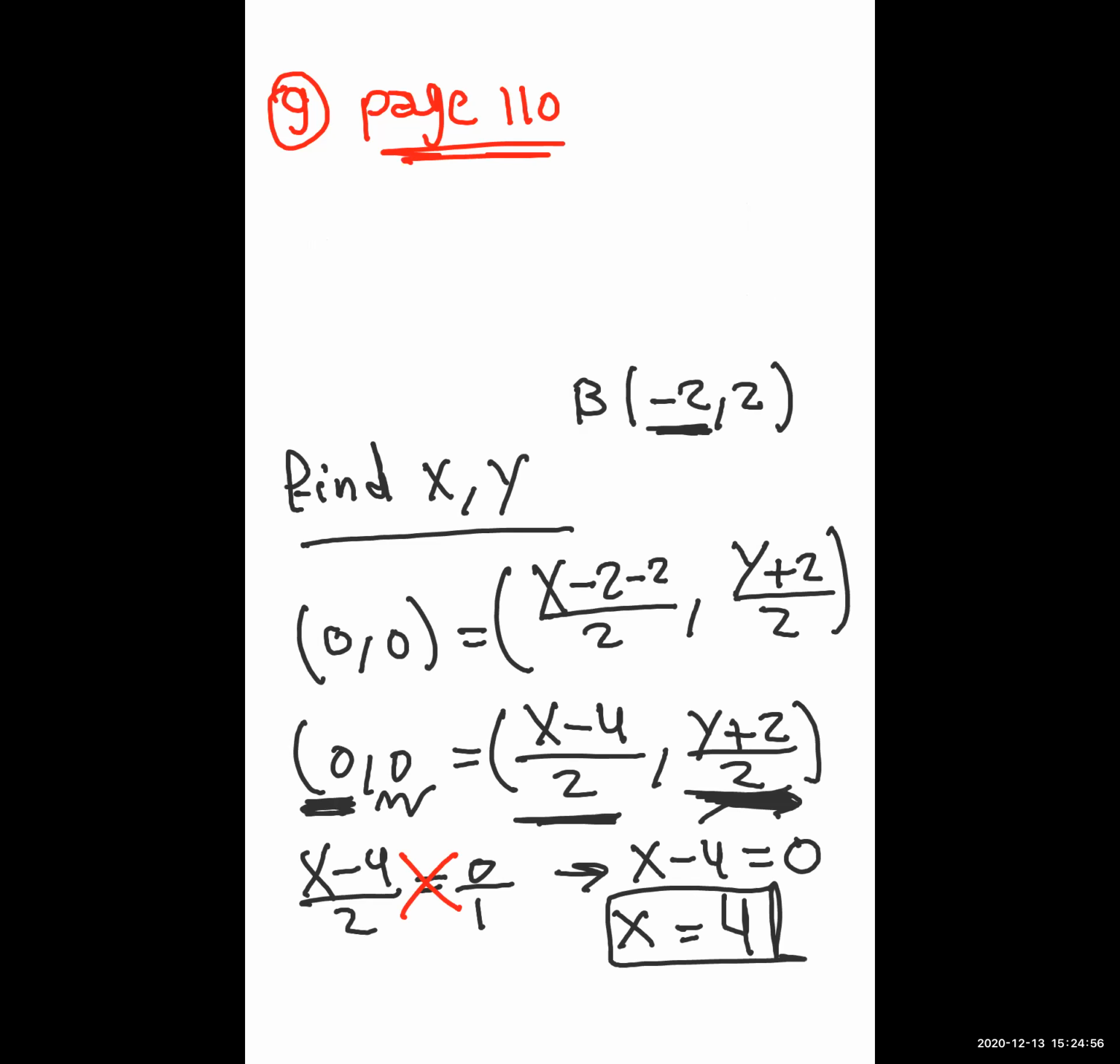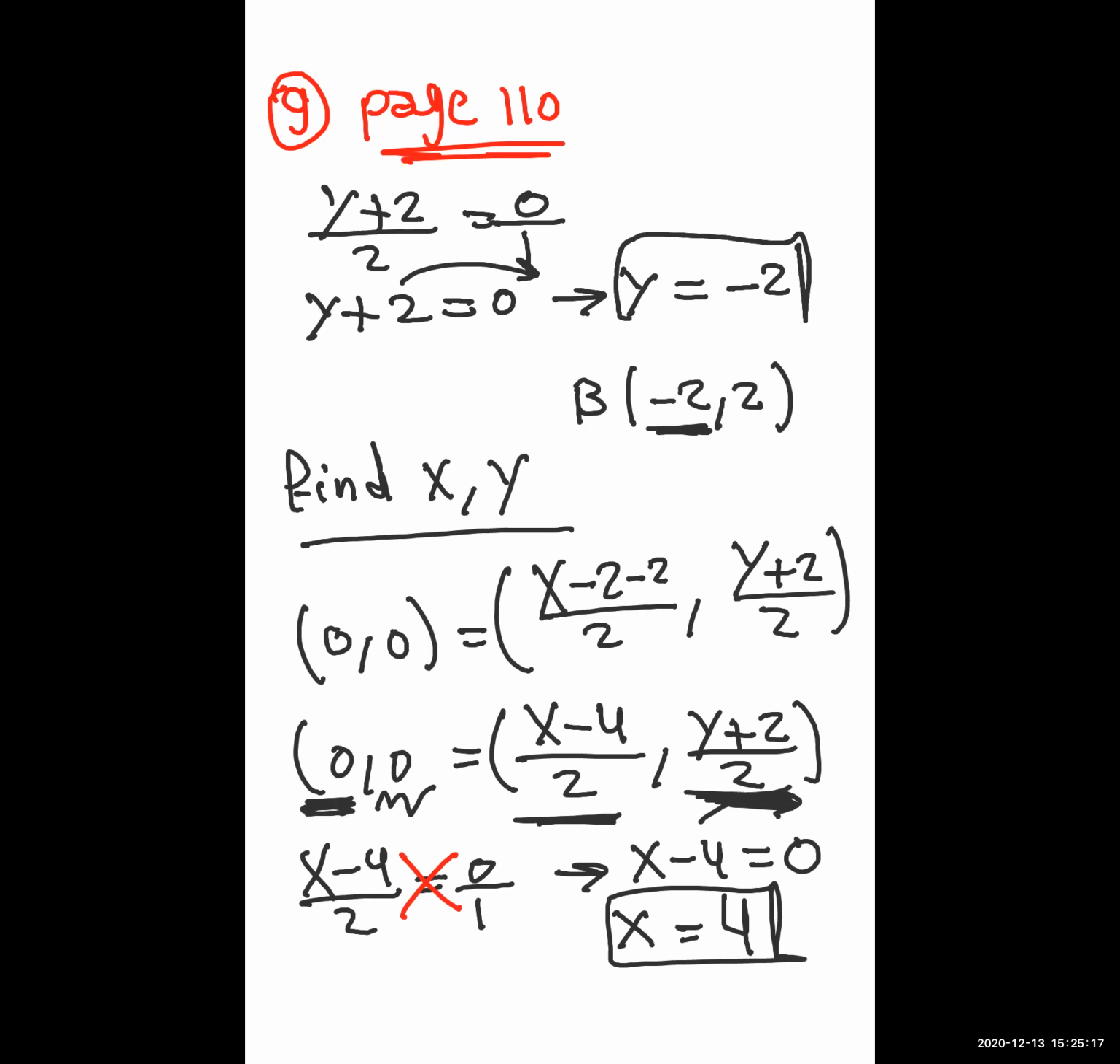So (y plus 2) over 2 will equal also 0. Cross multiplication. So y plus 2 will equal 0. So guys, y will equal, shift 2 to the other side with a different sign. It's positive, so it will be negative. y will equal negative 2. So now x is 4 and y is negative 2.